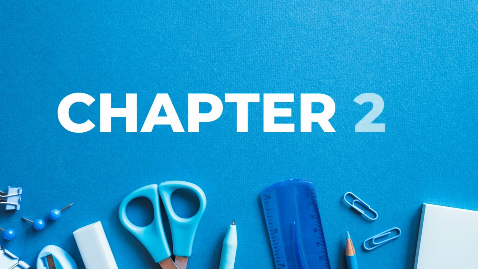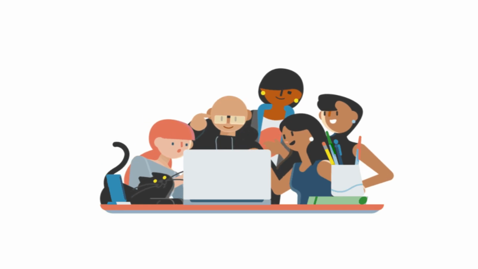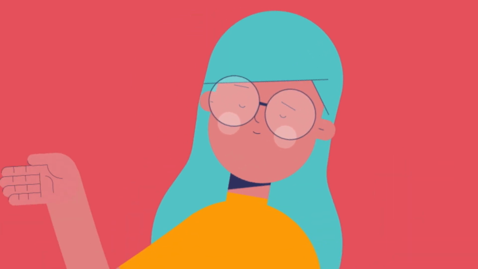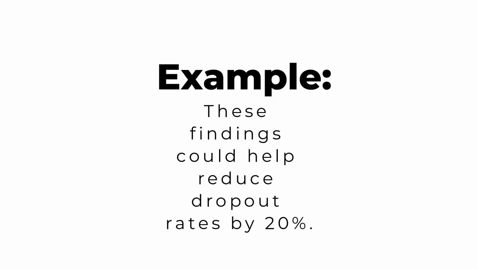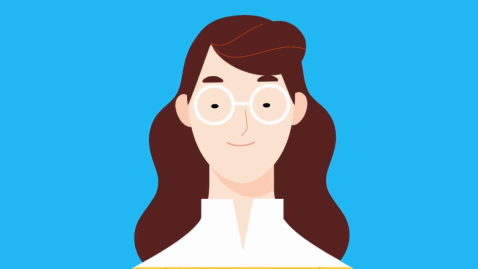Chapter 29, Add a micro call to action. Want readers to click your paper? End strong. In your last line, hint why it matters. Example, these findings could help reduce dropout rates by 20%. That's not a conclusion, it's a reason to explore further.